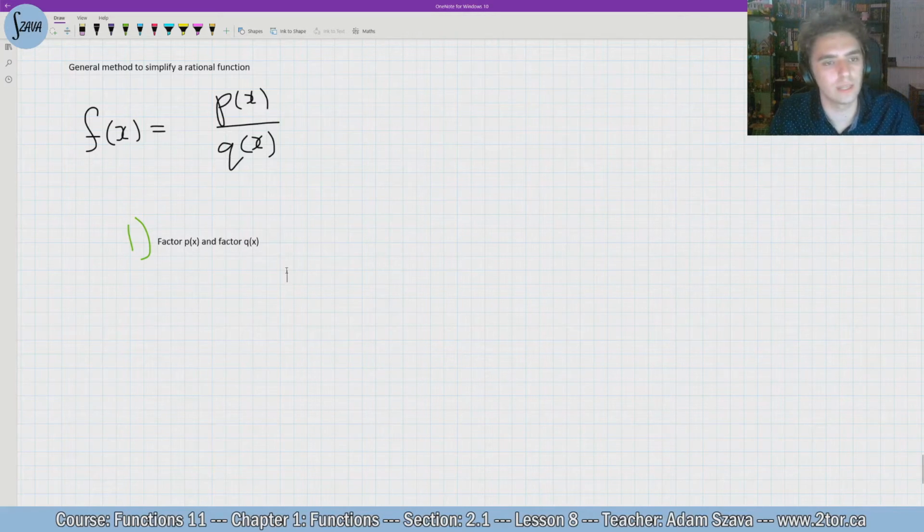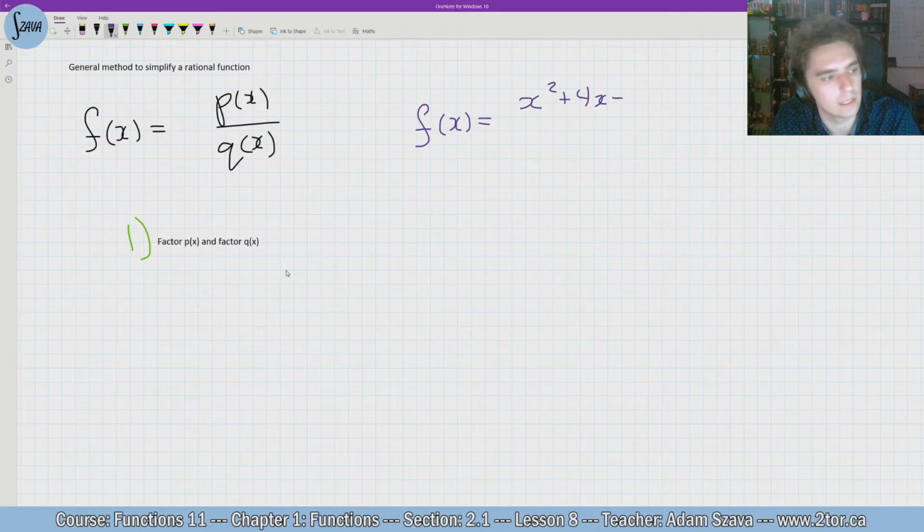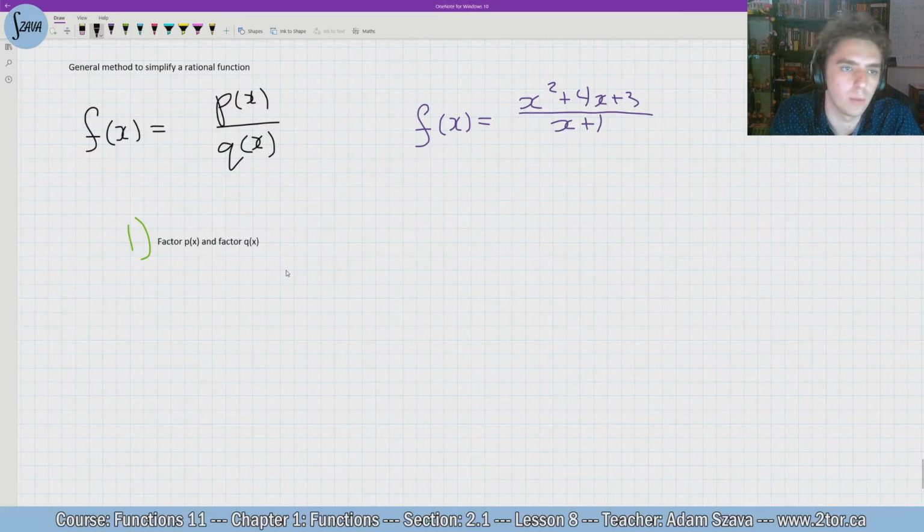So let's go through this process with an example. I'll write the example in purple and the steps in black. The beginning function is f of x equals x squared plus 4x plus 3 over x plus 1. So step number 1 is factor both of them. Our denominator is already factored. Our numerator now has to be factored: x squared plus 4x plus 3.